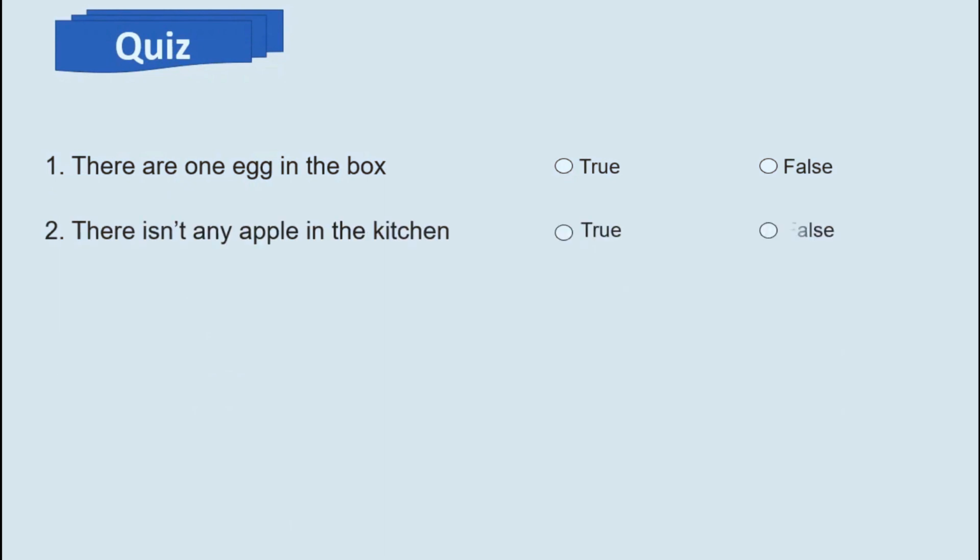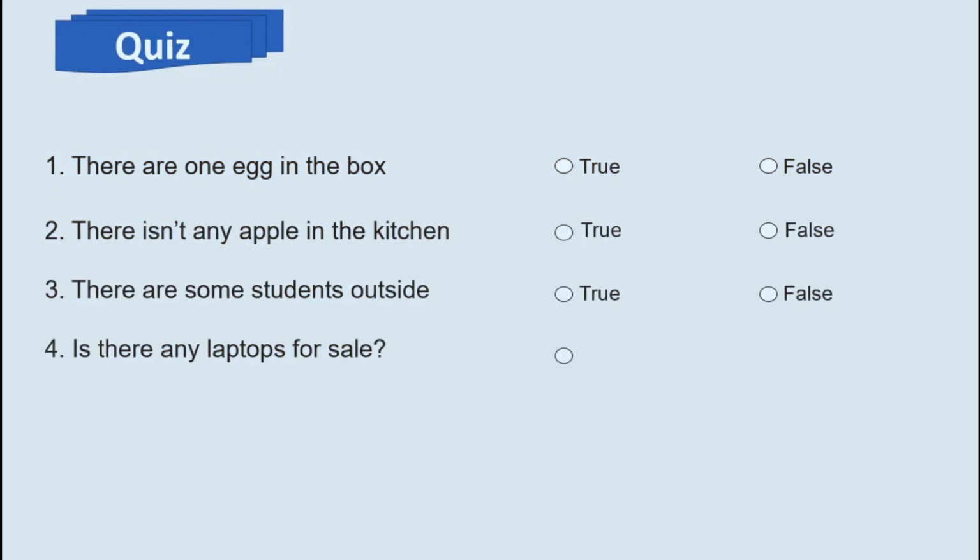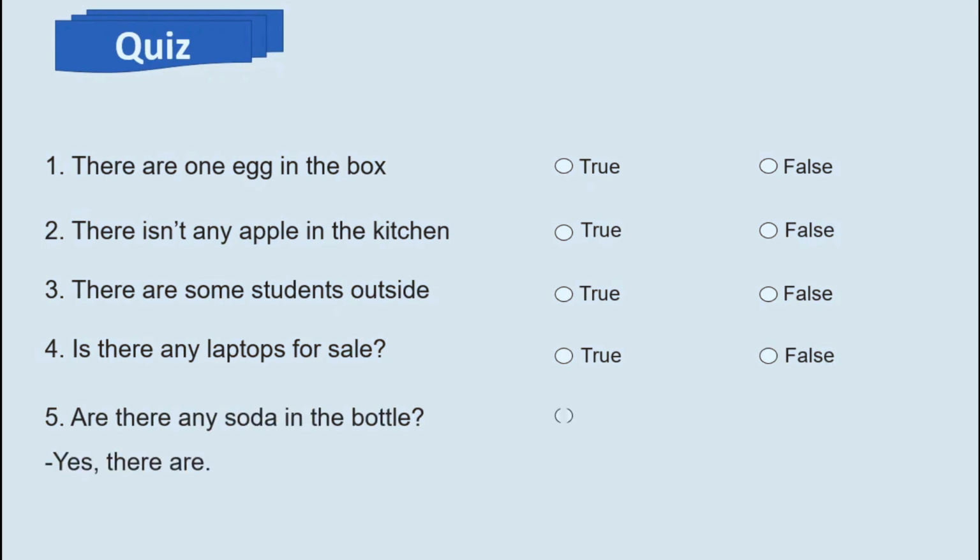In the end, we are going to have a very simple quiz which consists of 5 sentences, whether these 5 sentences are true or false. Normally, some of them are true while the others are false. So the first sentence is, there are 1 egg in the box. So I'm going to answer this sentence, which is false, because there are is used with plural and not for singular like 1 egg. So we can say there are eggs, or there are some or many eggs in the box.